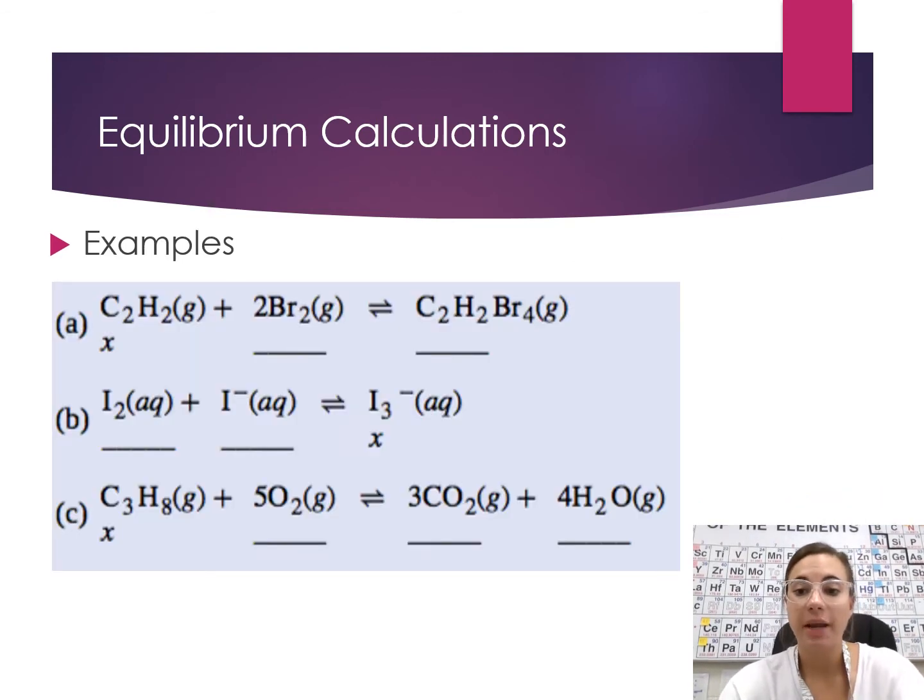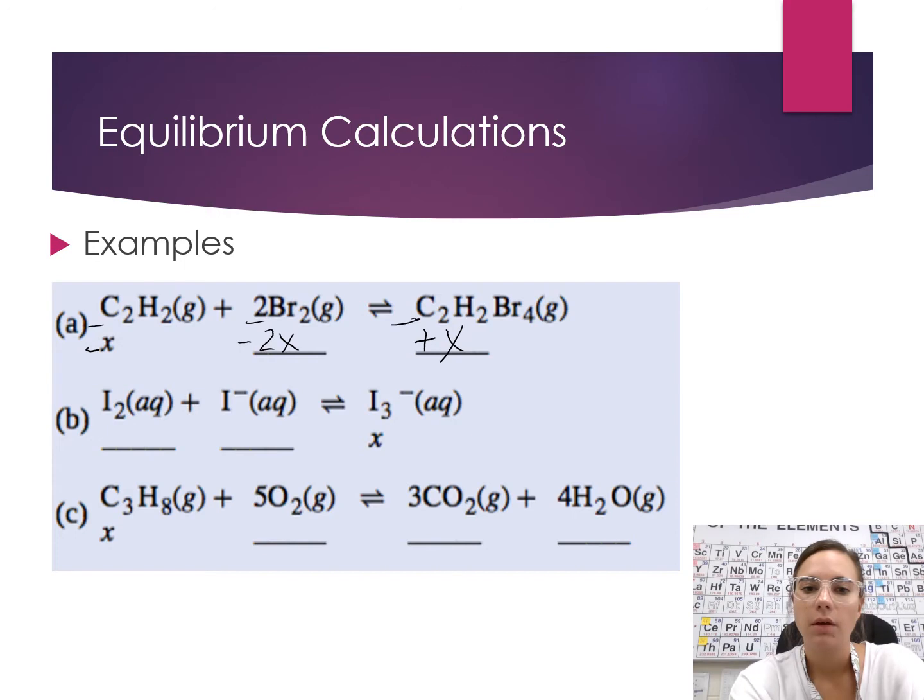So let's do some examples of predicting the change. I have no reason to think that this is not going from reactants to products. So for all of these, I'm going to do minus in my reactants and plus in my products. So for the first one, I have minus X for C2H2. So then Br2 would be minus 2X, and then the product would be plus X for my coefficients of 1, 2, and 1.